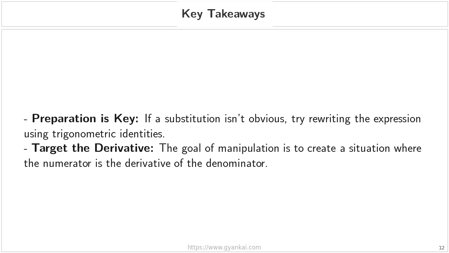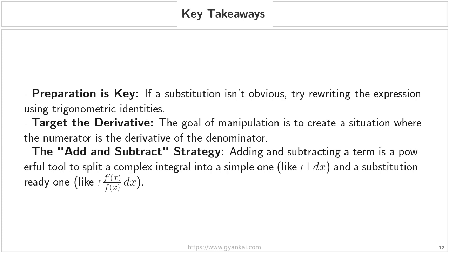Now let's talk about the add and subtract strategy. This is a really powerful technique we used in our example. Sometimes, adding and subtracting the same term within the integrand can unlock the substitution. In our case, we added and subtracted sine of x to the numerator. This allowed us to split the original complex integral into two simpler integrals. One of them, integral of 1 dx, was trivial to solve, and the other was perfectly set up for a u substitution. Essentially, we broke down a complicated problem into manageable parts.